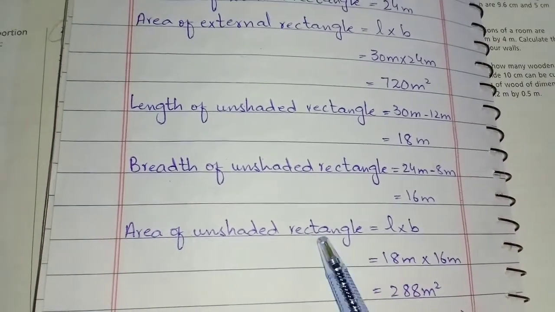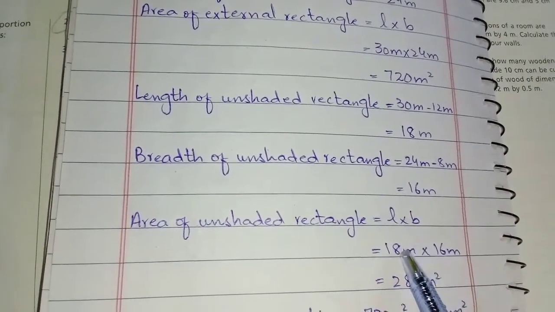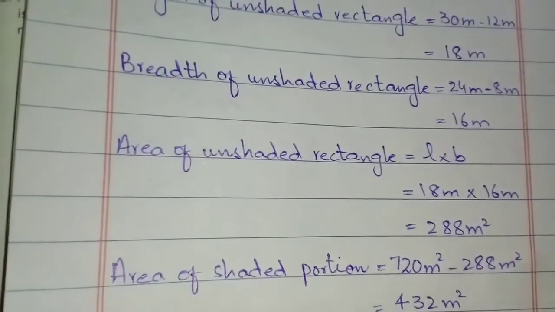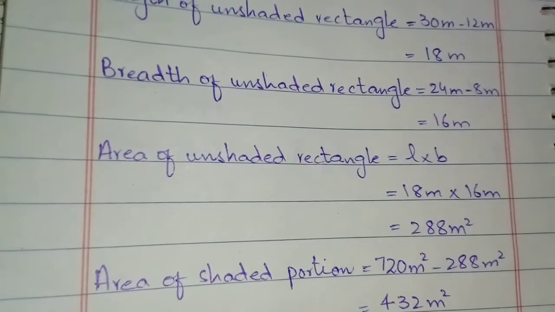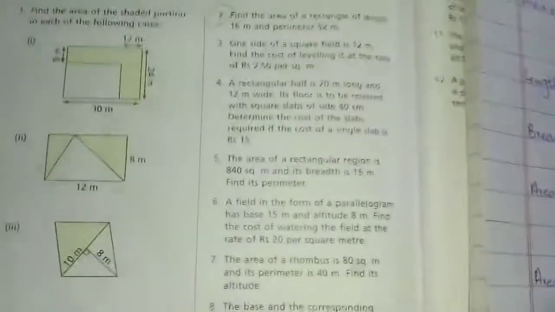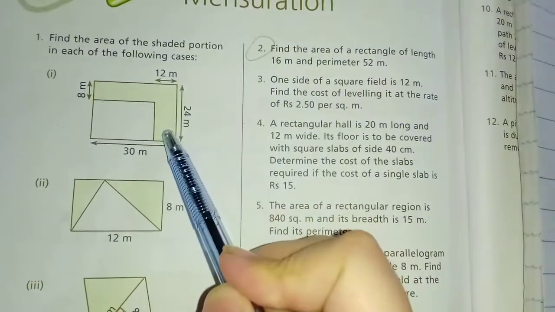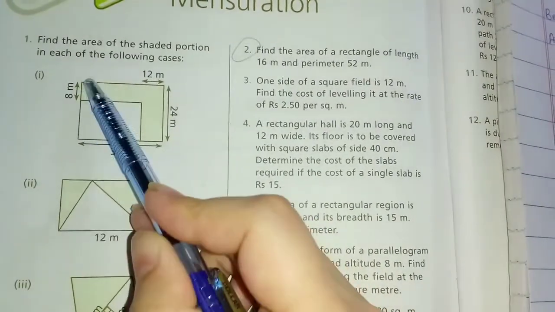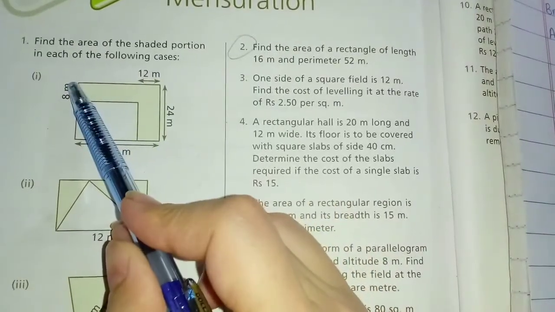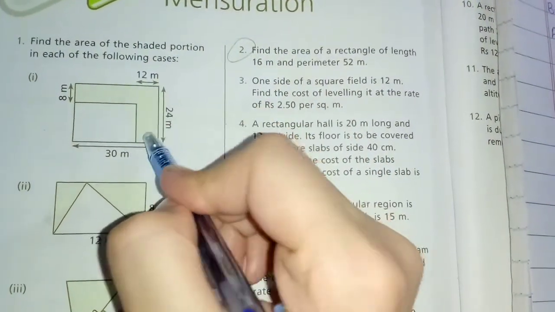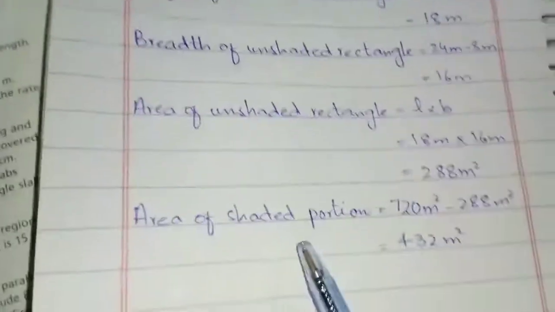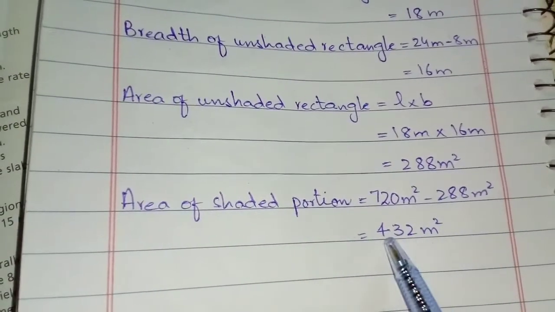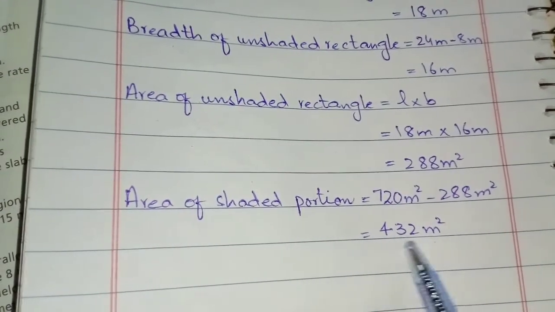Now area of unshaded rectangle is equal to length multiplied by breadth. 18 meter multiplied by 16 meter is equal to 288 meter square. Area of unshaded rectangle is 288 meter square. Now we have to find the area of this shaded part. If we subtract the area of this small rectangle from the area of the whole rectangle, then we find the area of this part. So area of shaded portion is equal to 720 meter square minus 288 meter square, that is equal to 432 meter square.